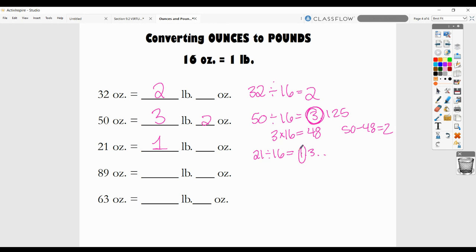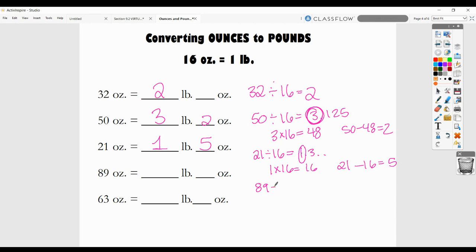All right? So whatever that whole number is, you're going to take that and multiply it by 16. You're going to see what the difference is between how many little ounces I need. 21 minus 16 is 5. So I need 5 little baby ounces more. This ounce number should always be, if you have it, a number between 1 and 15, right? Because 16 ounces is 1 pound, so that would account for a pound.